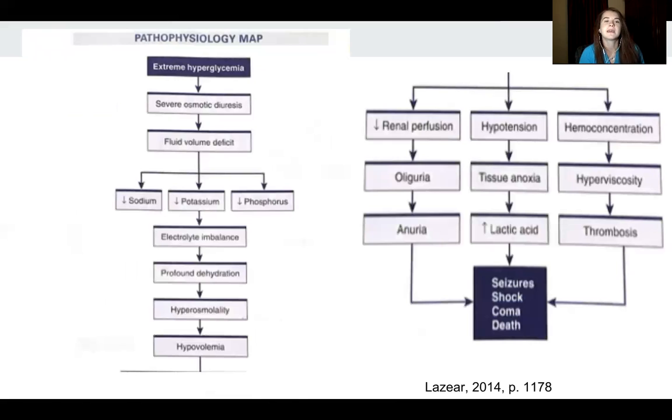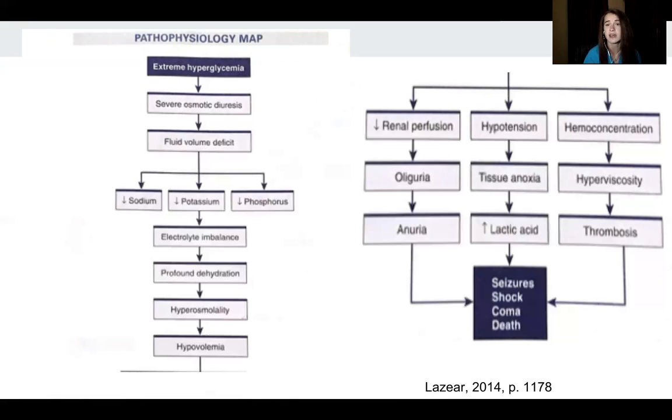And here is a map based on HHS. They have extremely high blood sugars, which leads to osmotic diuresis, which is the polyuria, which depletes the fluid volume, leading to a low sodium, low potassium, low phosphorus, leading to dehydration, and you're losing all those electrolytes, but all that sugar is still left in your body. And so they develop low blood pressures due to the depletion of the fluid volume. Your kidneys are not being perfused. They're peeing out a lot, and then they stop peeing. They have a low blood pressure. Your tissues are not getting the blood flow they need.